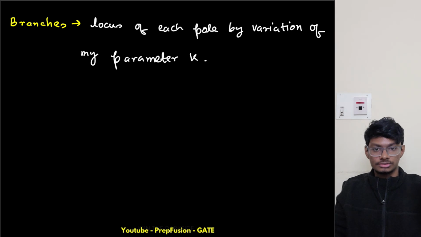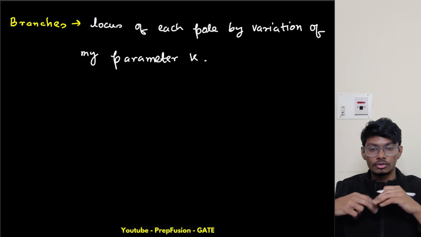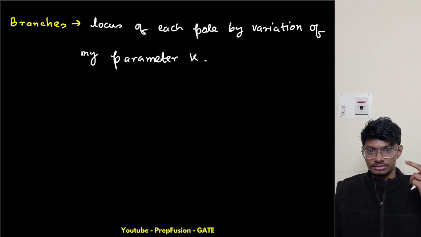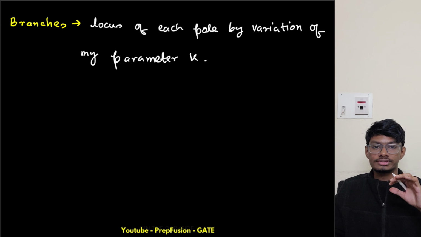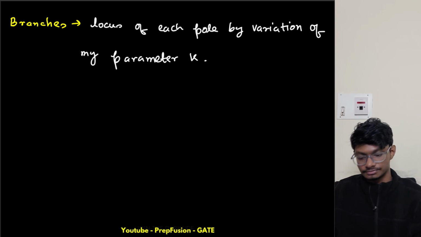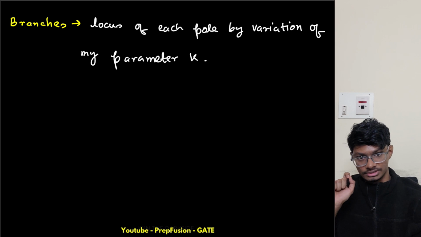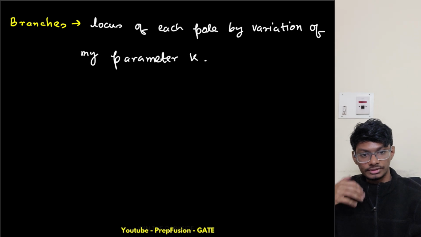So what does this mean? I will have multiple poles, right? Let's say the order of the OLTF is 2, or the order of the characteristic equation is 2. If I vary my k, my two poles will vary. Simple as that. Now the trace of each of those poles, the locus of each of those poles, is known as the branches. Let's say I have a pole here and a pole here. The variation of each of those poles is known as the number of branches. That is basically it for branches.